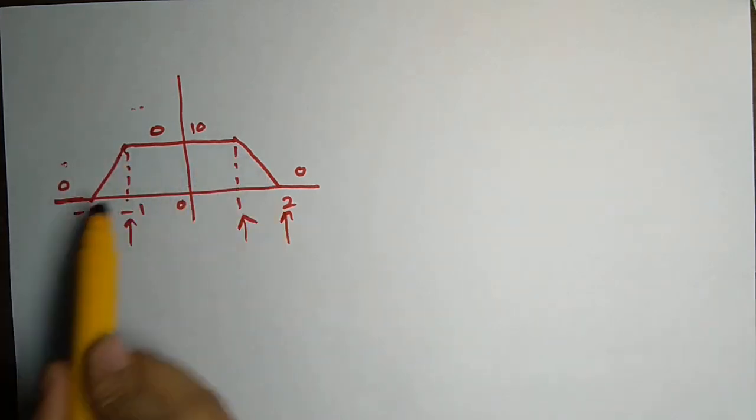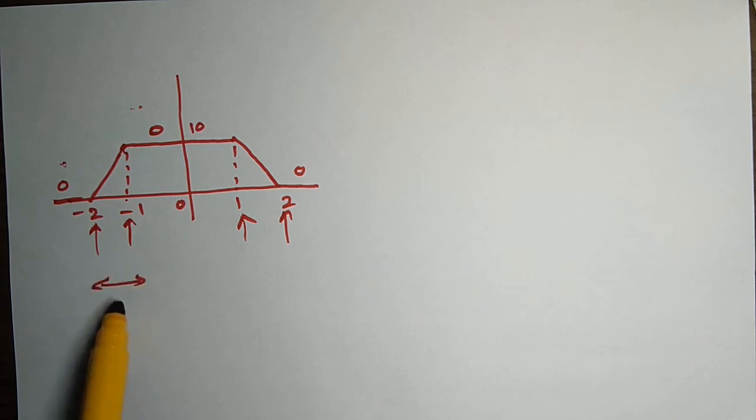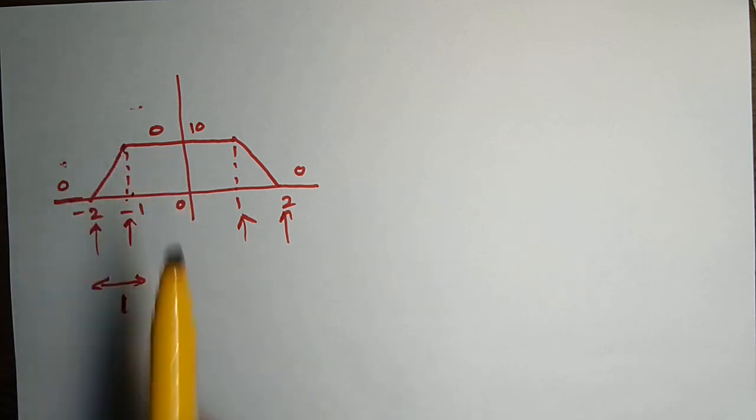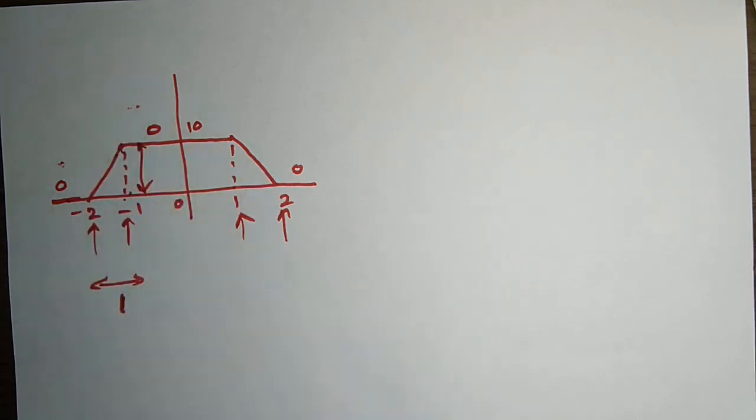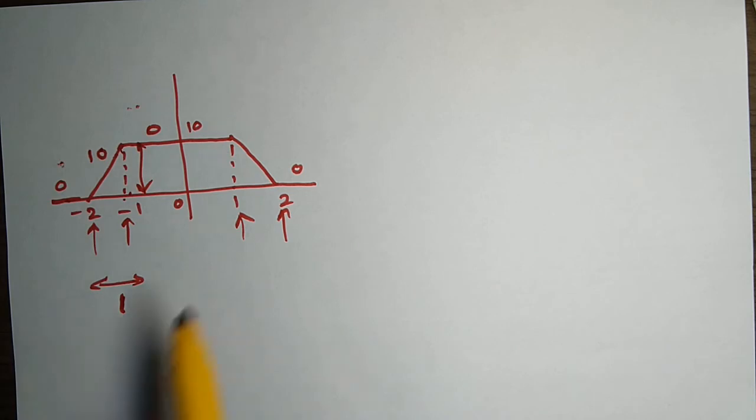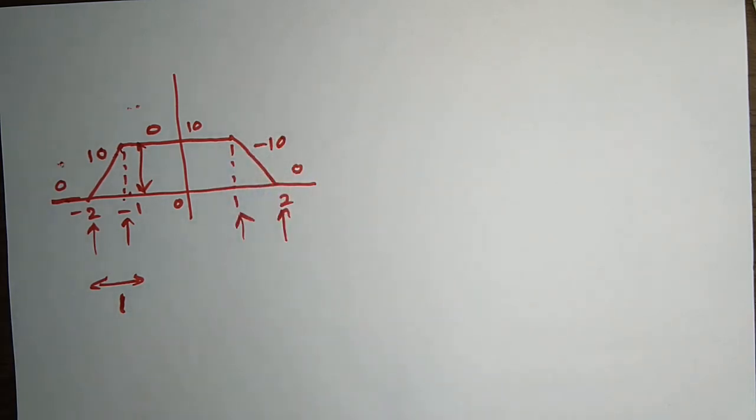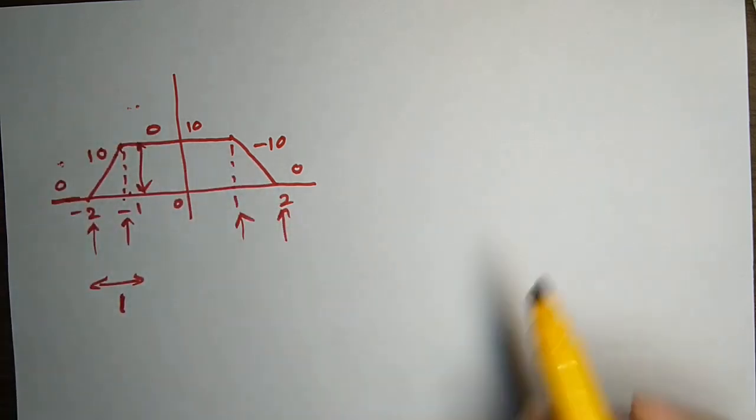Now here, what is the change in amplitude in this time period of 1? It is minus 2 to minus 1, so the time period is 1. The change in amplitude is 0 to 10. So the slope will be 10 by 1, that is 10. And similarly this will be minus 10. Correct? So the slope is 0, 10, 0, minus 10, 0.